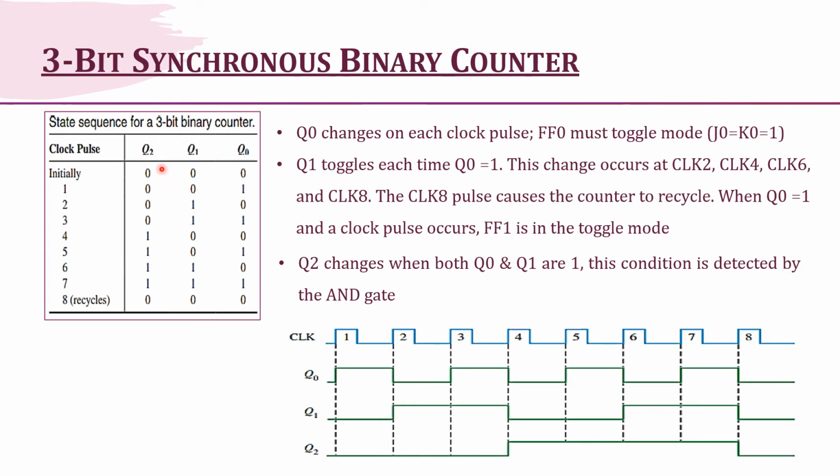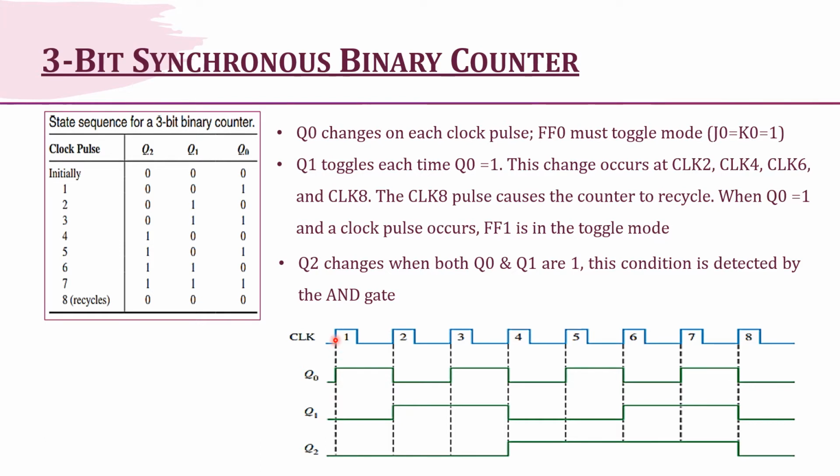Now let's look into Q2. Q2 changes its state from logic 0 to logic 1 when both Q1 as well as Q0 are high. And this condition can be detected by means of an AND gate. So when both Q1 and Q0 are high, then it toggles its state. Based on that fact, we can draw the timing diagram.